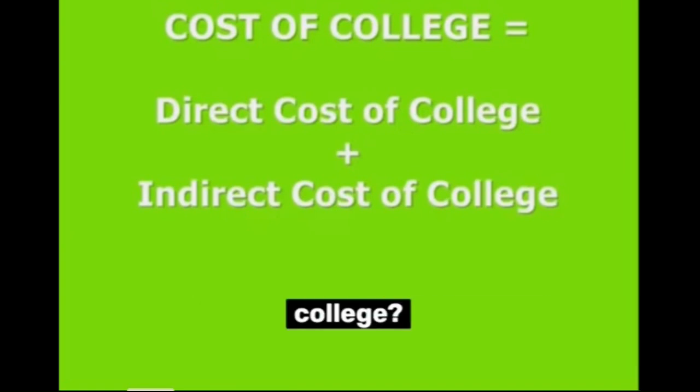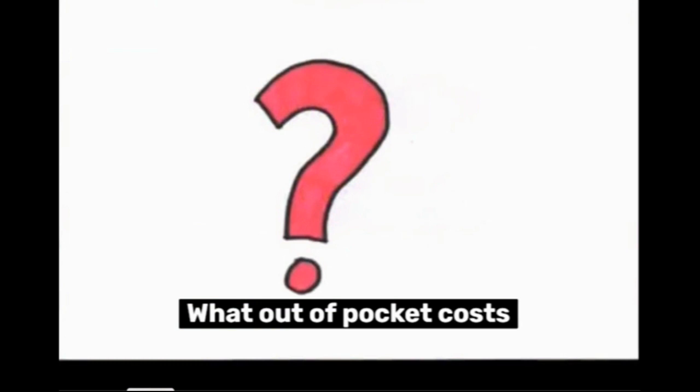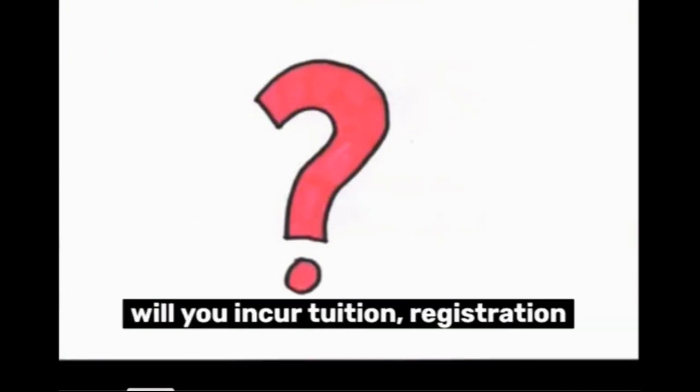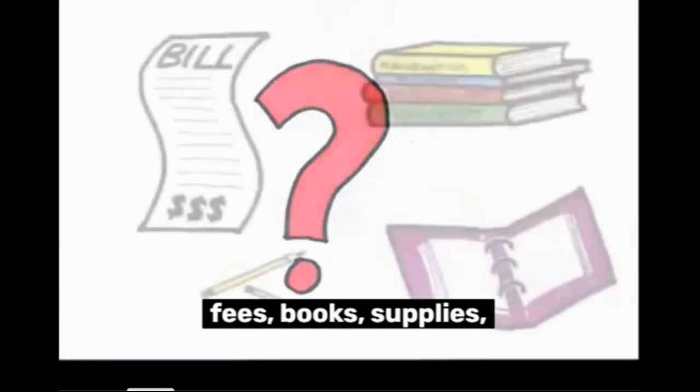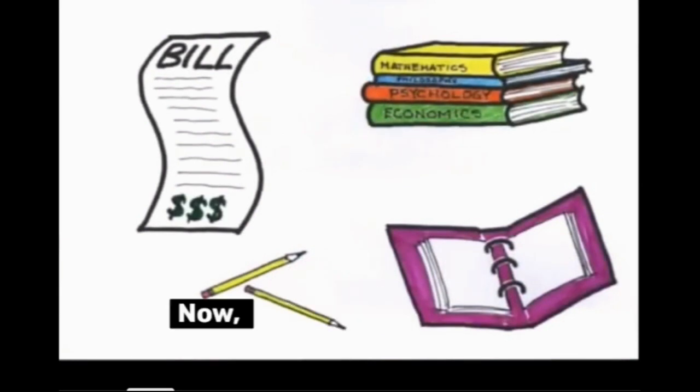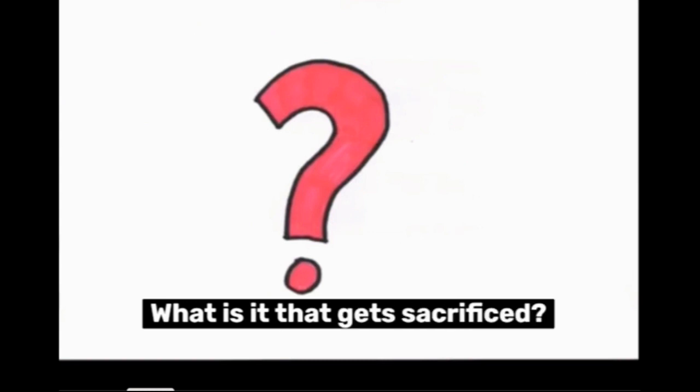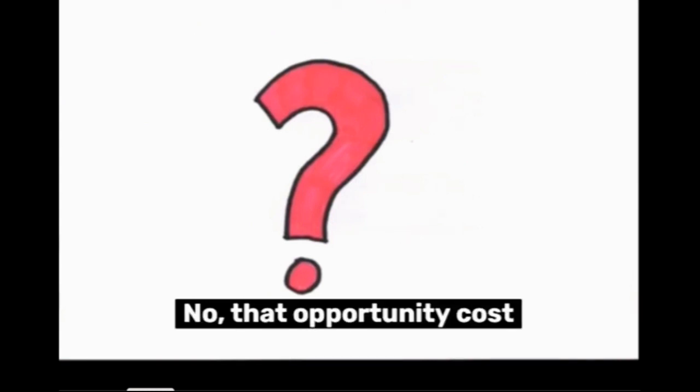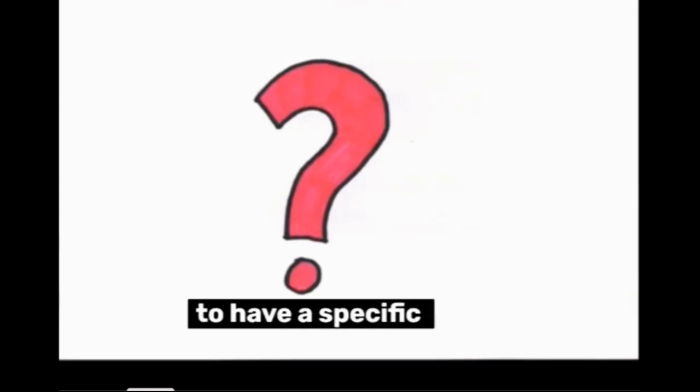What are the direct costs of attending college? That is, what out-of-pocket costs will you incur? Tuition, registration fees, books, supplies, etc. Now, what are the indirect costs of attending college? That is, what could you have done with your time and energy if you weren't in college? What is it that gets sacrificed? Note that opportunity cost doesn't necessarily have to have a specific dollar price tag attached, just a value.